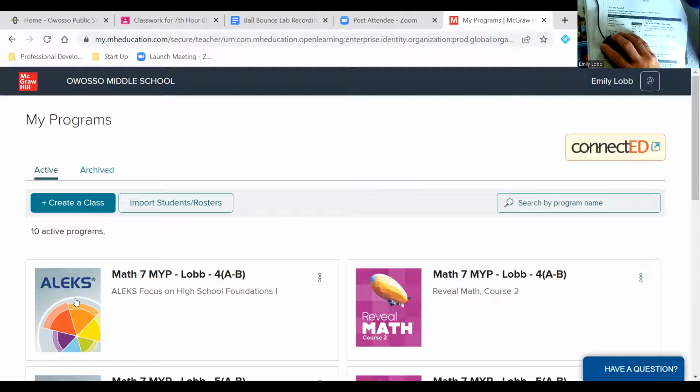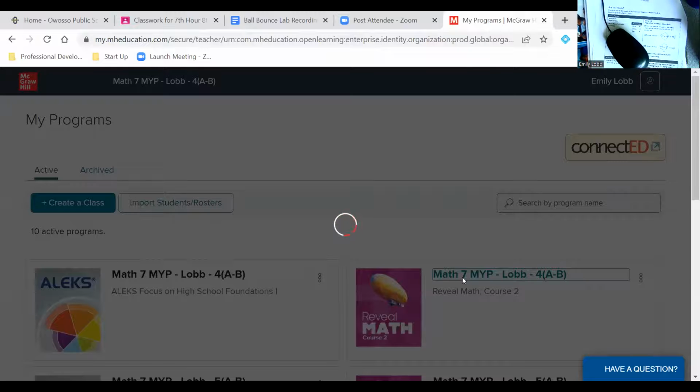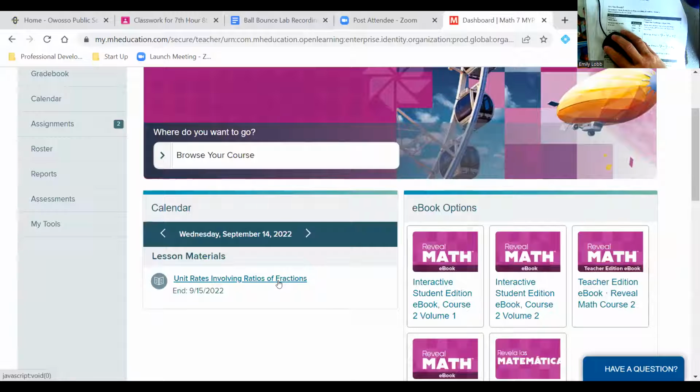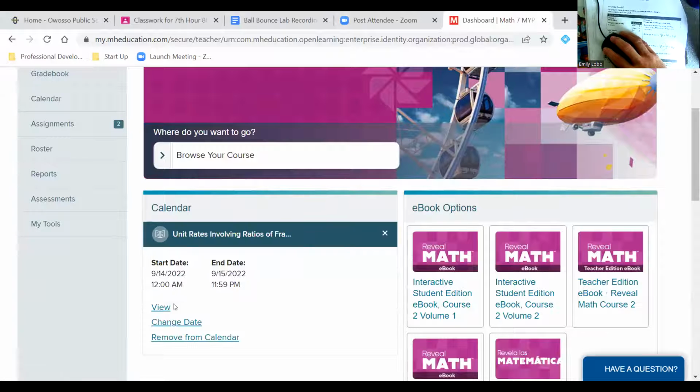Right now, we're not getting into ALEKS. Remember, ALEKS is personalized, tailored to you. This Reveal Math right here is going to help with your packet. So I'm going to click here. And if you weren't here, you could click there too to kind of follow along with what we're doing. You can click and view the lesson materials right here. This goes along with your packet.